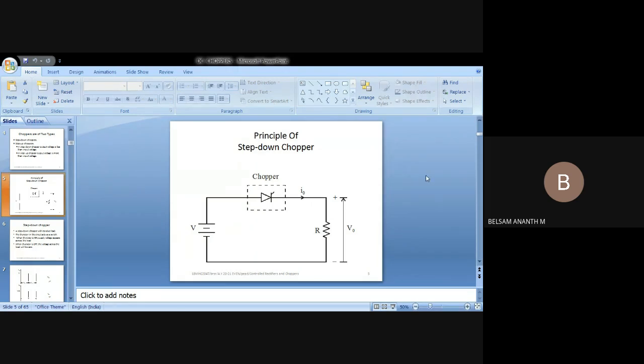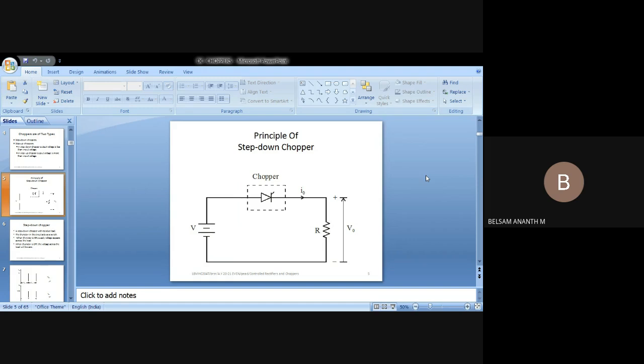Okay. So my voltage source is connected to one end of my chopper and my gate terminal is connected to my load. This indicates the load aspect, or the output side. V naught represents the output voltage which appears across the chopper, or the output voltage which appears across the load.